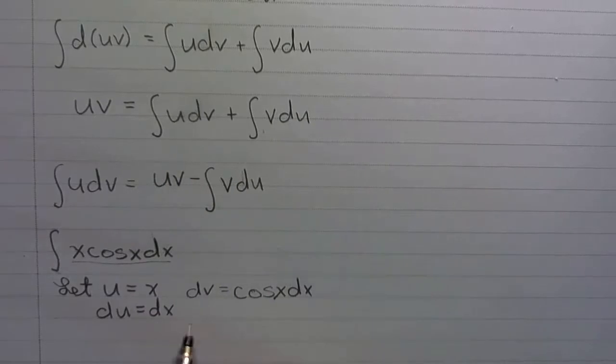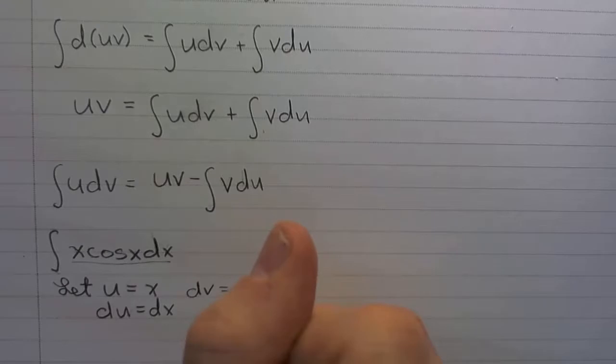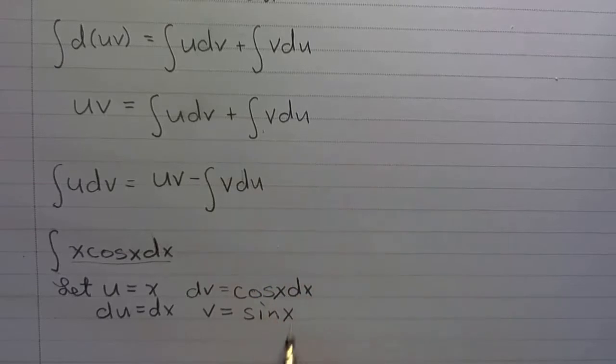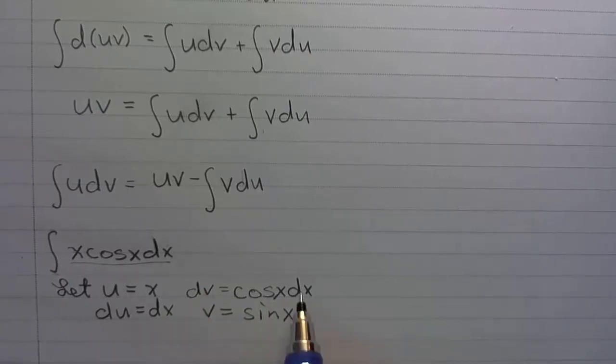Now, here's where it differs. Now I'm going to find an antiderivative for cosine x. That would be sine x. So now I find v is equal to sine x. I don't have to put plus c because I only want one antiderivative. So I've got dv equals cosine x dx. Well, what is v? I integrate, I find the antiderivative, and the antiderivative of cosine is sine. And I don't need the constant.